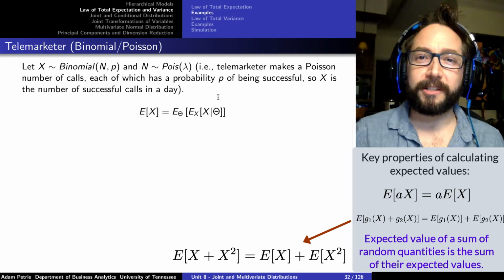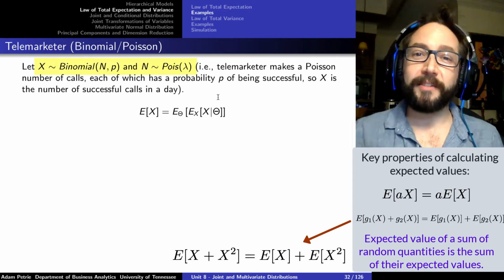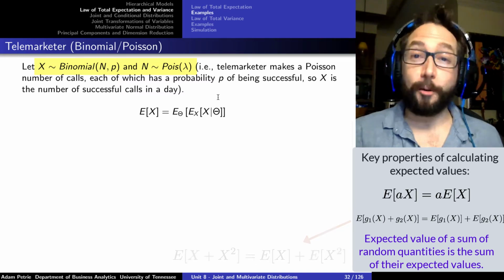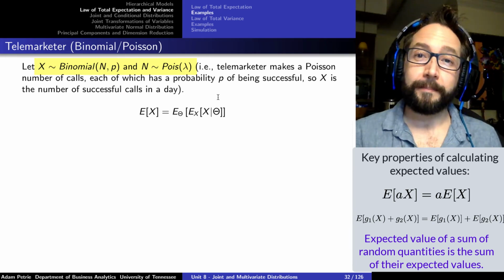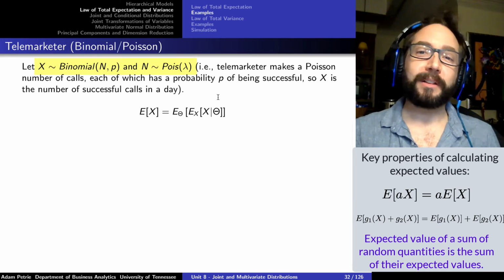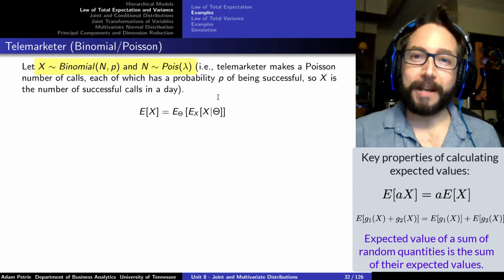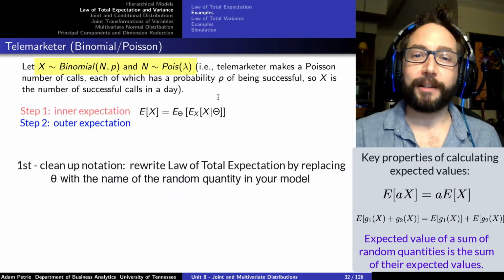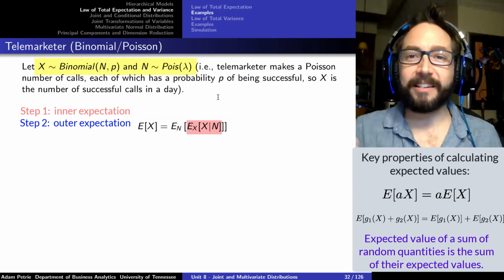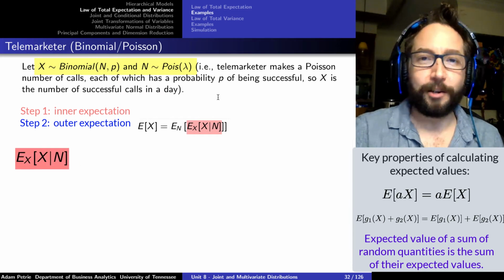In our Telemarketer example, our hierarchy was that the conditional distribution of x given n, the number of sales given a particular number of calls, was a binomial distribution with parameters n and p. But n was random, n had a Poisson distribution with a parameter lambda, an average of 100 for instance. So how can I get the expected value of the number of sales, the expected value of x? Well, step one says, pretend that n is just a fixed number and get what the expected value is in terms of n.